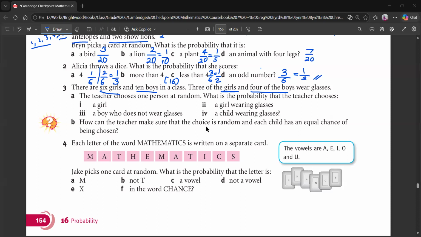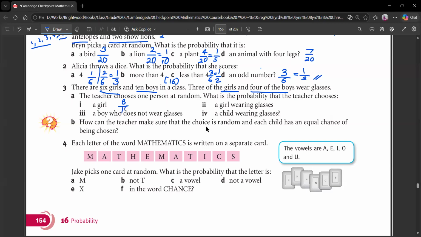Okay. Now, altogether 16. How many girls? Six girls and 10 boys. A girl: there are six girls out of 16. You can divide by 2. 6 out of 16, you can divide by 2. It's 3 out of 8.